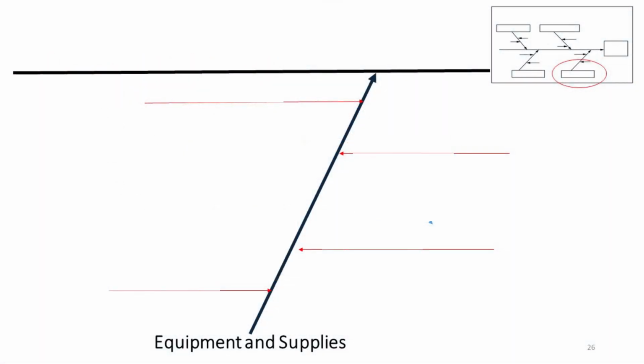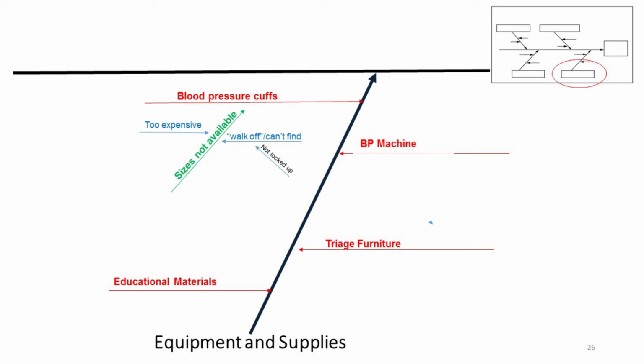Again, one of the major bones was enhanced to help with understanding. This time, the big bone displayed is equipment and supplies. Here, an example of some of the causes for the big bone equipment and supplies are blood pressure cuffs, BP machine, triage furniture, and educational materials. For blood pressure cuffs, a cause may be that sizes are not available. If asked why, perhaps they are not available because they're too expensive or they walk off because they aren't locked up. What other reasons can be added to this bone?